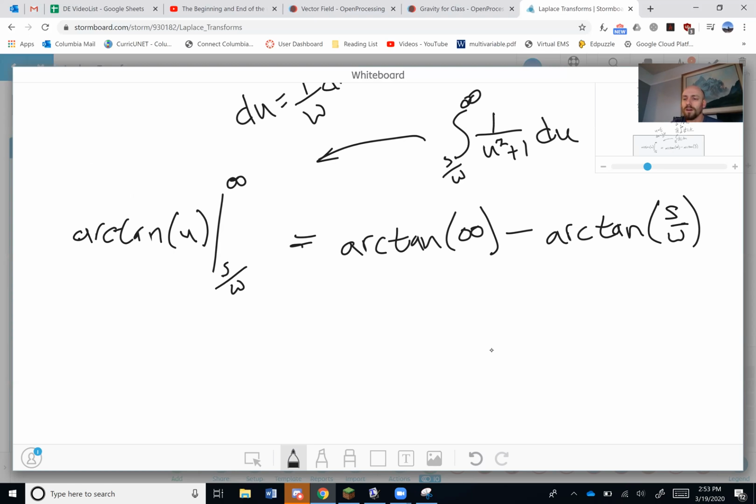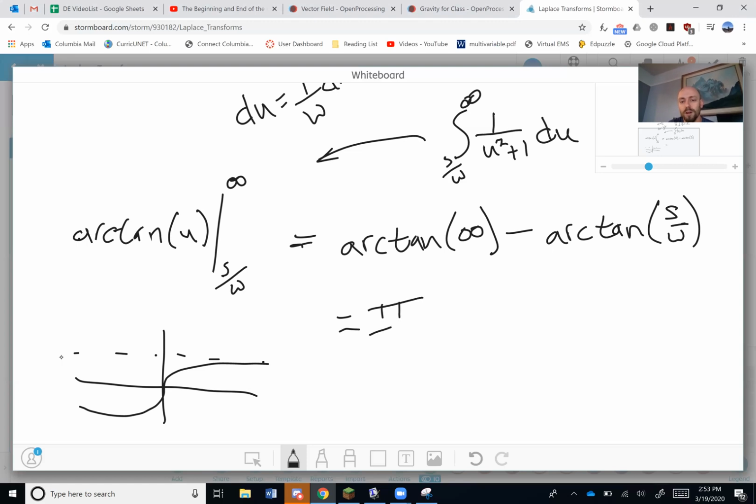And then the arctangent of infinity, so arctangent is a function that looks like this. And it has this horizontal asymptote. So the limit as it goes to infinity is the value of that asymptote on the tangent function, which is pi over 2. So this is pi over 2 minus the arctangent of s over w.